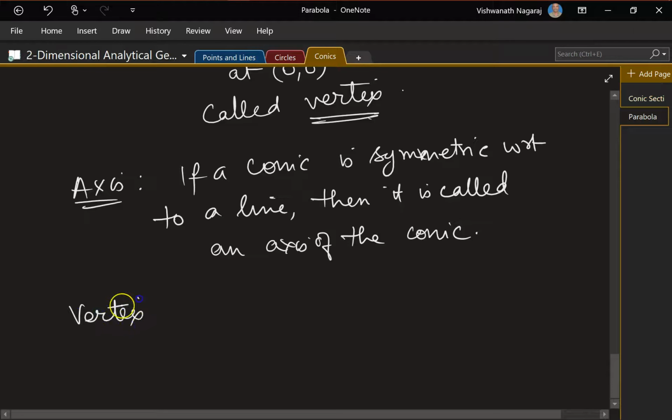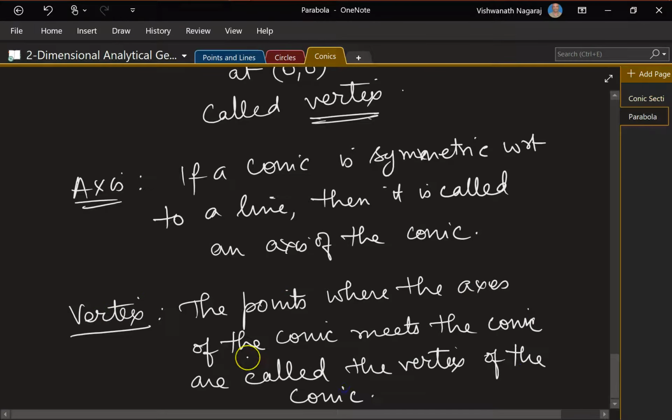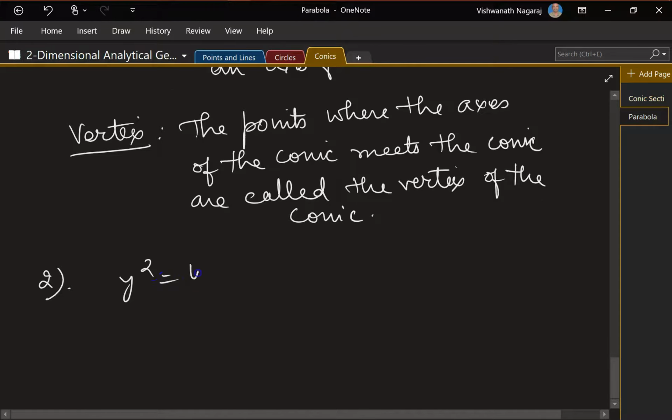Similarly, vertex. The points where the axis of the conic meets the conic are called the vertex of the conic. Now because I am using plural, it means that there can be more than one vertex. Again, y square is equal to 4ax. If a is greater than 0, it implies that x is greater than or equal to 0.